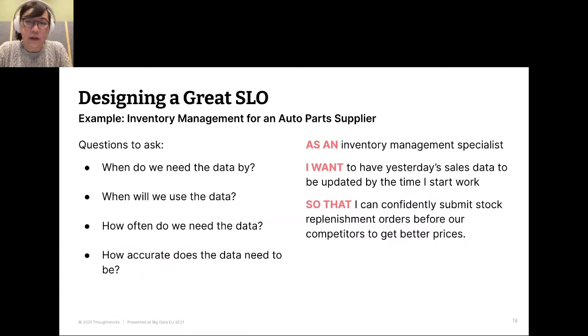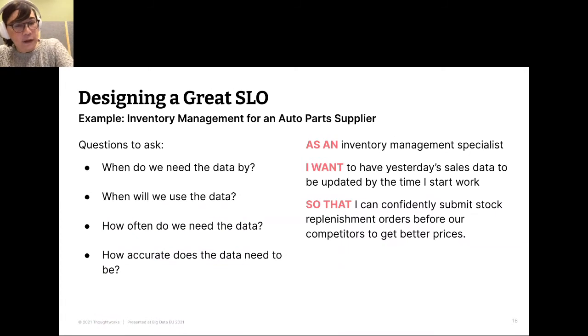So as an inventory management specialist, you want to have yesterday's sales data from all of your stores, and you want that data to be updated by the time you show up to work. The reason that you want that is so that you can confidently submit stock replenishment orders. And moreover, you want to be the first one to submit those orders because if you get in early, you get better prices from your wholesalers, and that gives you a competitive advantage in the market, right? So we want to compete on data.